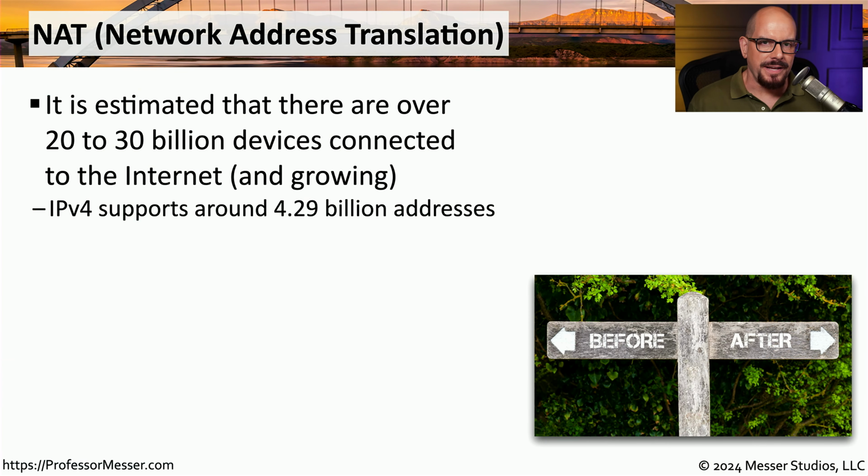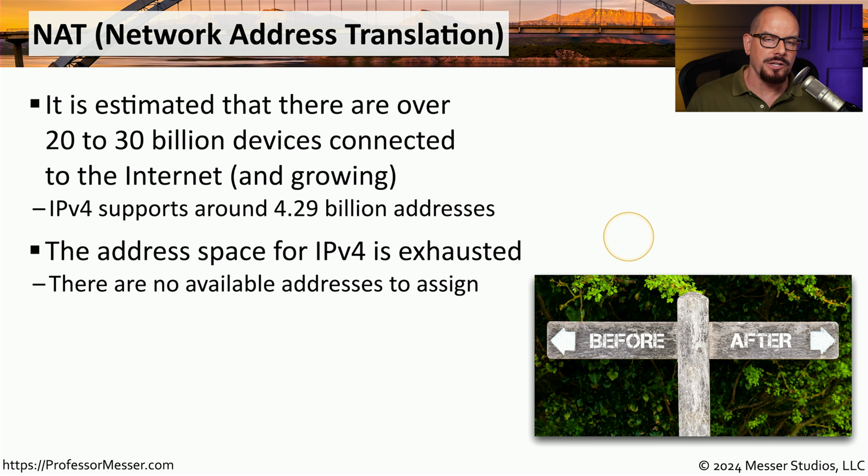There are many devices connected to the internet. Some estimates are 20 to 30 billion, and by the time you watch this video, it's probably, of course, going to be more than that. One of the challenges, of course, is that IP version 4 only supports 4.29 billion addresses, and we have completely exhausted our list of IP version 4. There are no more addresses or subnets to be handed out.